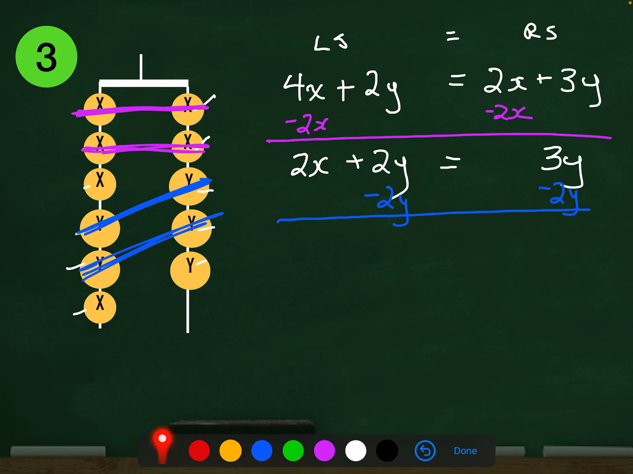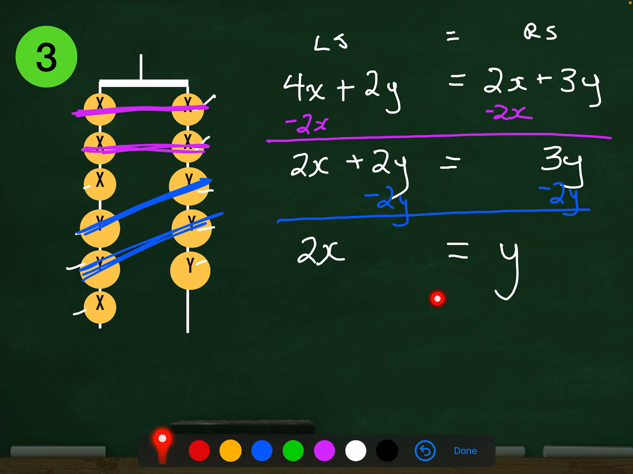What am I left with on this side? Well, I still have my 2 x's here. But I've got no more y's. But that weight is still equal to the other side, and on the other side I have 1 more y. 3 minus 2 gives me 1. Okay? I don't actually need to write that 1 though. I can just write y. 1 times anything is just whatever that number is. Okay? That's the final relationship here.